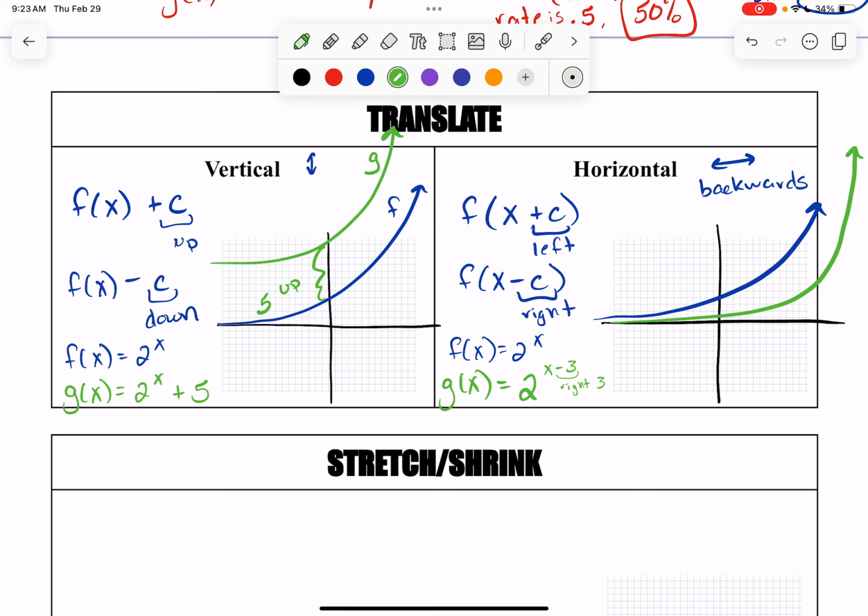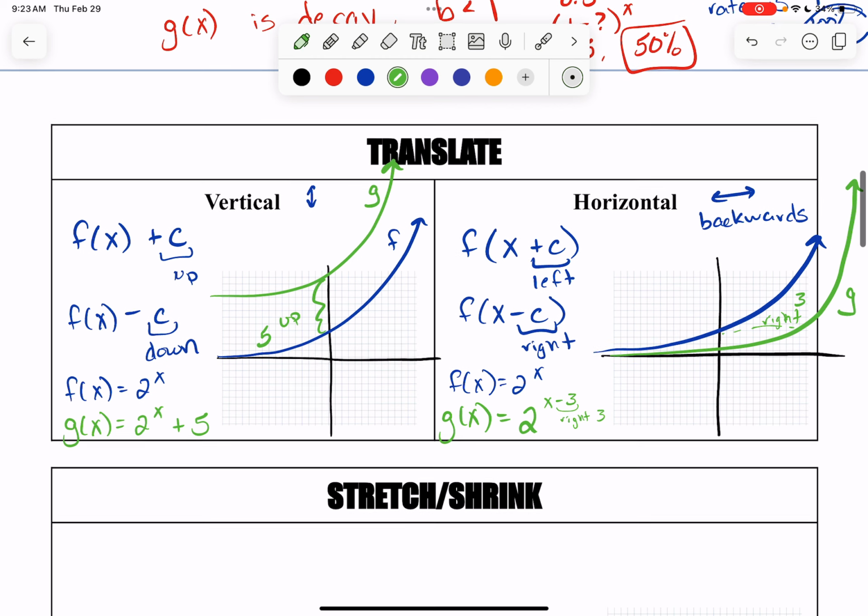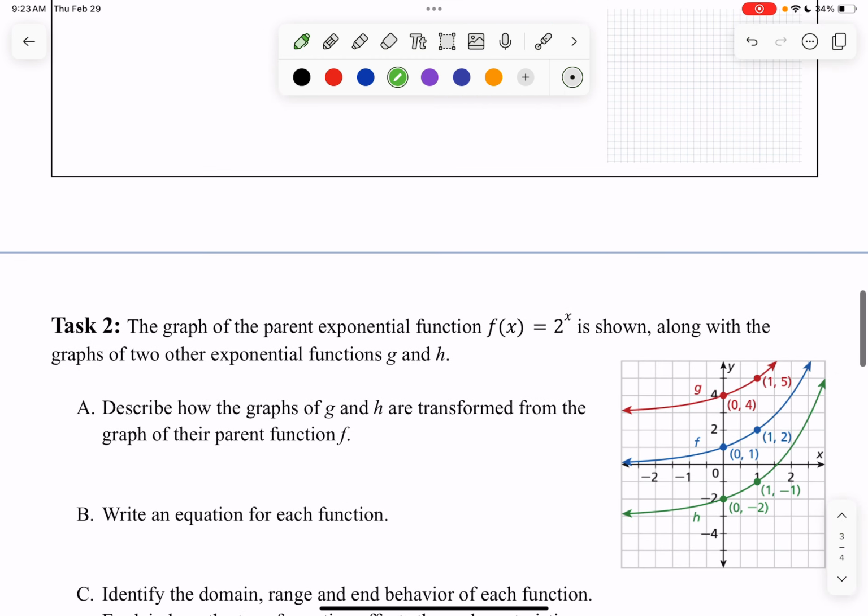Pretend it's just a steep. So this moved this point right 3, 3 right to get g. I kind of just ran out of room. I should have moved them left. I would have had more room that way. Okay, so adding or subtracting in there is going to move it left or right.